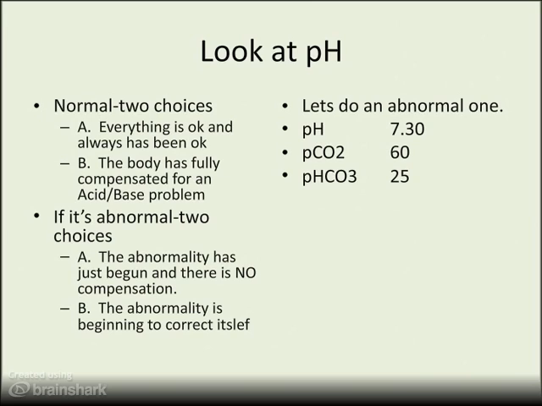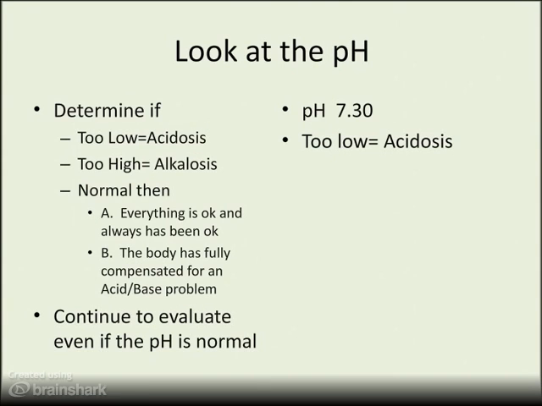The pH is 7.30, the PCO2 is 60, and the bicarbonate is 25. So the very first thing you need to do is look at the pH and determine if it is too low, too high, or normal. In our case, the pH is 7.30, which is too low, which means that the patient is acidotic. We're going to continue to evaluate the patient even if we were to look at this and see that the pH was normal. So you're going to have to continue to the next step.